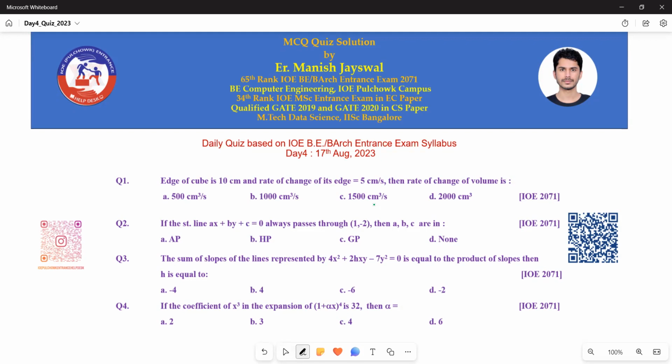Today we are going to discuss the solution of our day 4 of the daily MCQ quiz. So these were the questions that were provided on day 4, and we had 4 questions, and we will discuss the solution of these questions today.